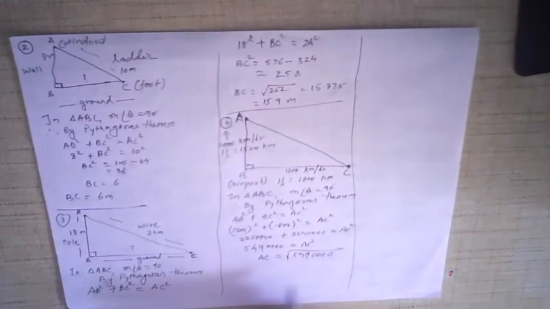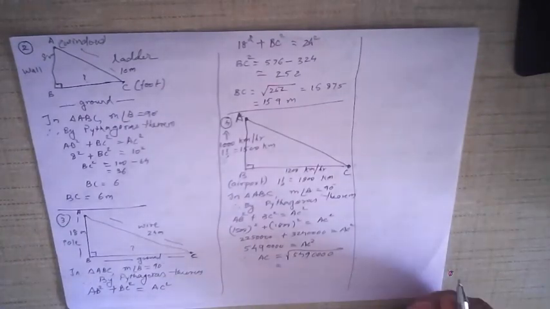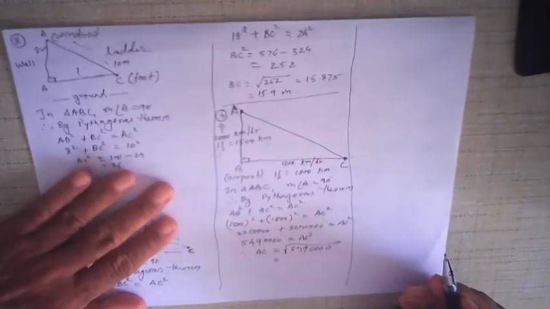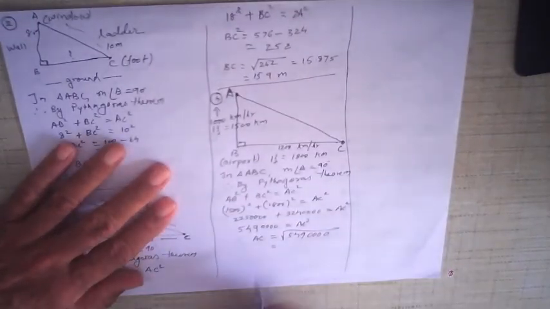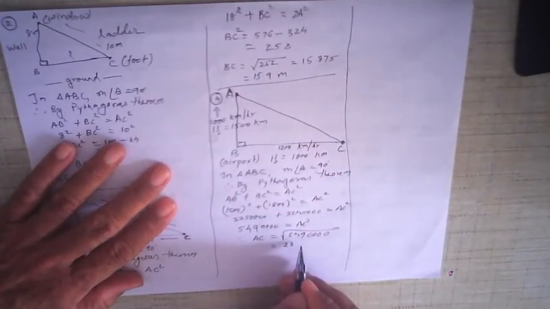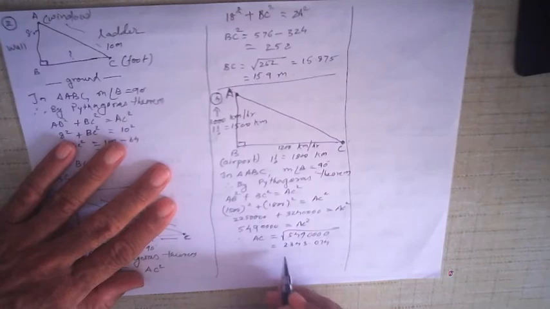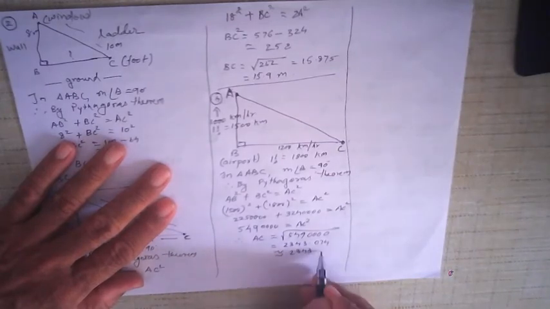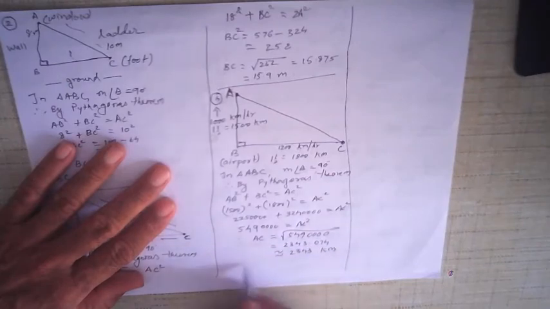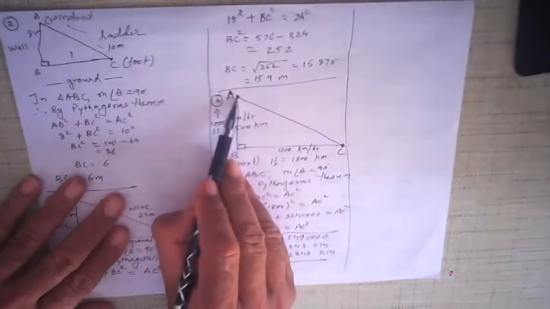So the square root of this you can see will be 5 4 9 and then 4 zeros. The square root of that is approximately 2343.074, or approximately 2343 kilometers. So this is the distance between the two planes.